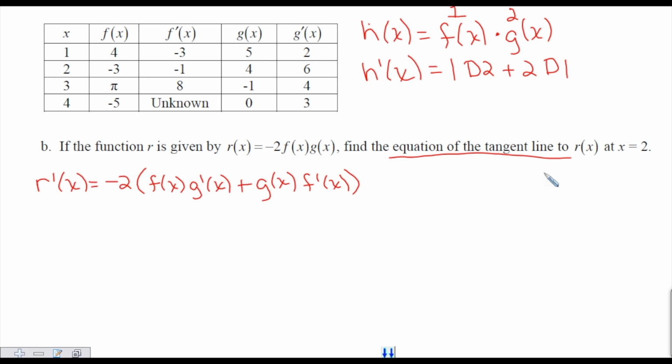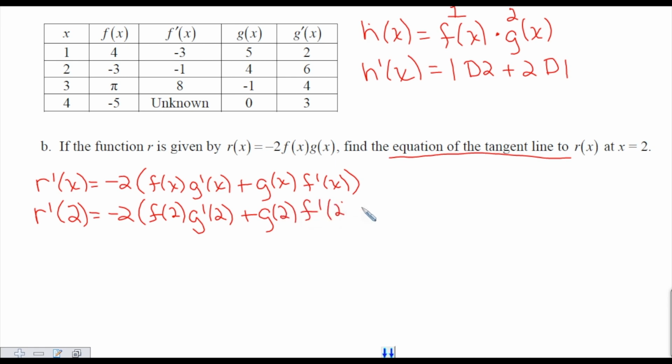To find the equation of the tangent line, you need two things. You need the point and the slope, so I'm working on the slope right now. So if I need r prime at 2, I would do f of 2, g prime at 2, plus g of 2, f prime at 2. And let's just go pull in from the chart. F of 2 is -3. G prime of 2 is 6. G of 2 is 4. And F prime at 2 is -1.